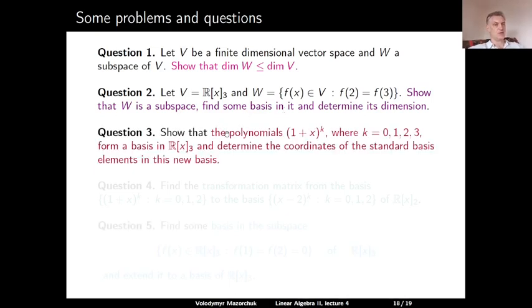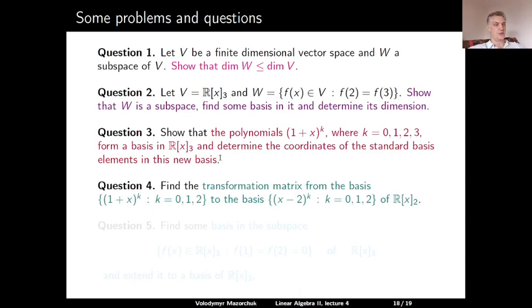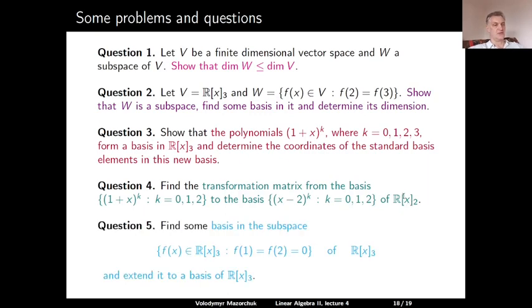Question 3. Show that the polynomials 1 plus x to the power k, where k is equal to 0, 1, 2, and 3, form a basis in R[x]3, and determine the coordinates of the standard basis elements in this new basis. Question 4. Find the transformation matrix from the basis 1 plus x to the power k, where k is 0, 1, 2, to the basis x minus 2 to the power k, where k is 0, 1, and 2, of R[x]2. And question 5.